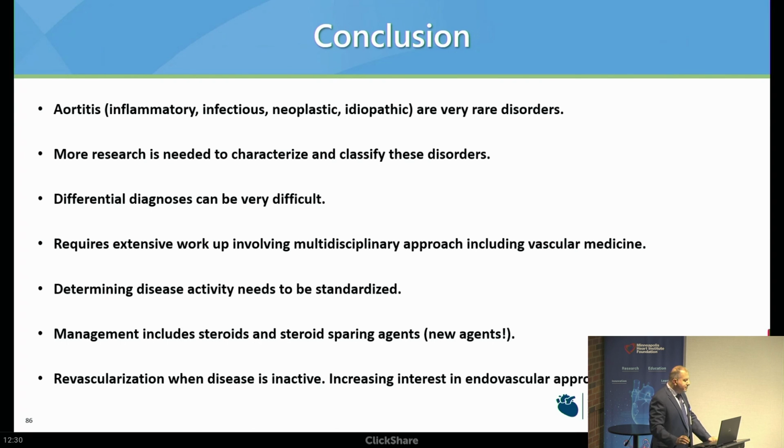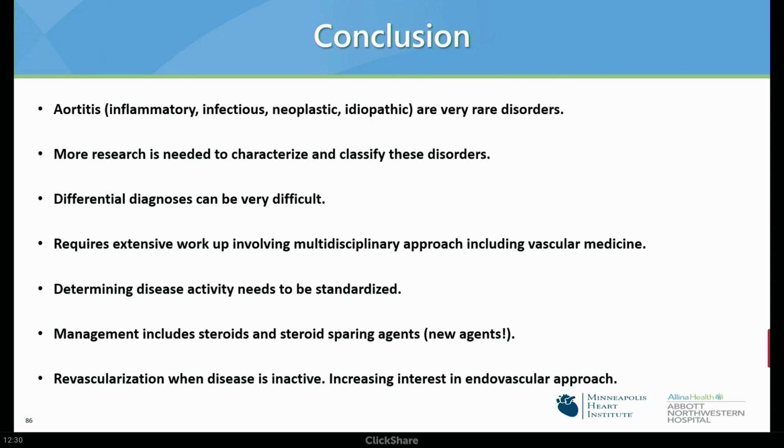In conclusion, aortitis could be inflammatory, infectious, neoplastic, idiopathic, very rare disorders. More research is needed to characterize and classify these disorders. Differential diagnosis, as I just alluded to through this presentation, could be very difficult and requires a multidisciplinary approach, including vascular surgeons, vascular medicine, sometimes cardiologists, rheumatologists. And determining the disease activity could be very challenging.